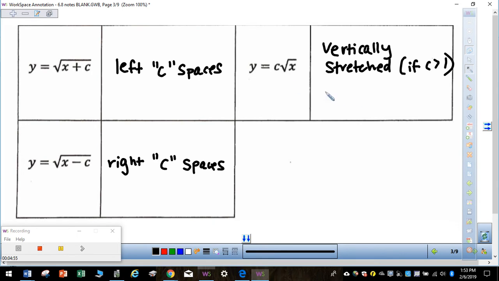If that number in front is a fraction value still greater than 0 but less than 1, this is what we'll call a vertical shrink, or I like to say vertically compressed, and that would be if that number is greater than 0 but something less than 1. So that would be like a 1/2 out in front or a 1/3 in front.